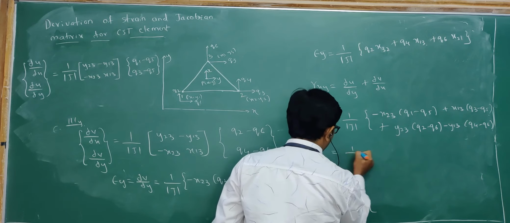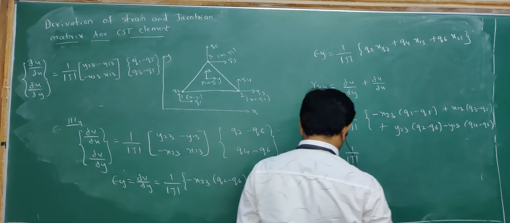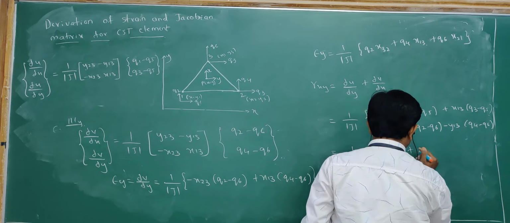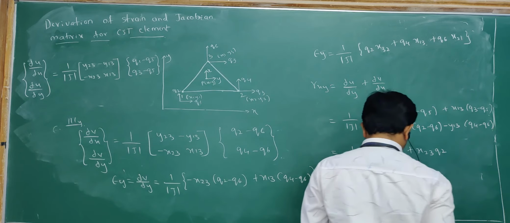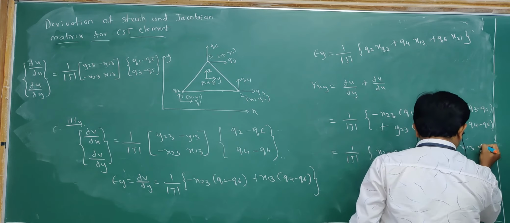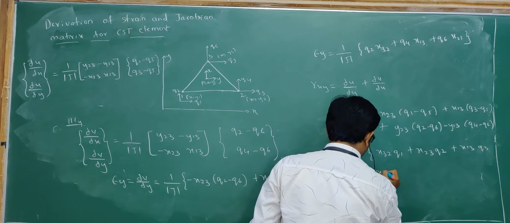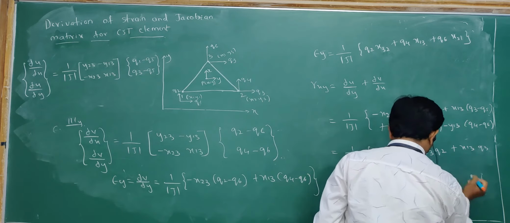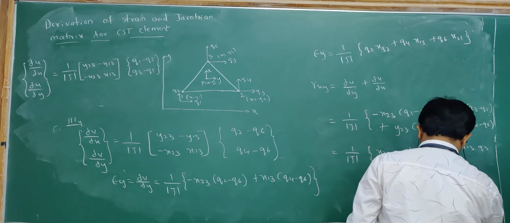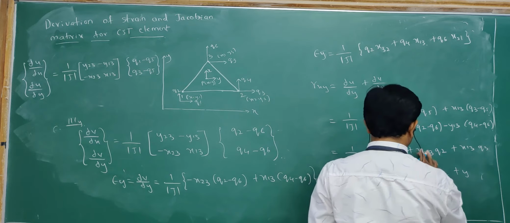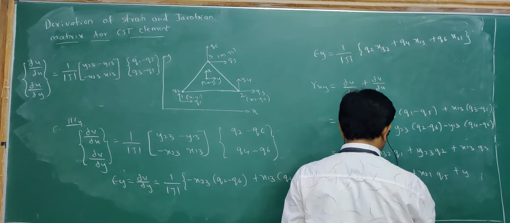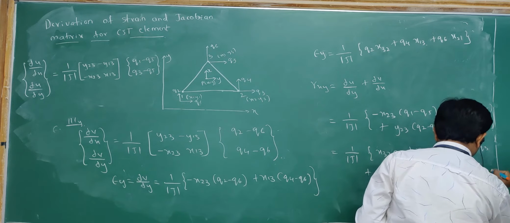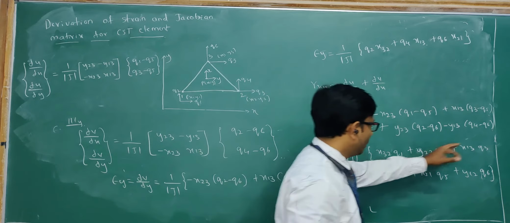You will end up with this equation: 1 upon determinant J, it is x32 q1 plus x23 q2 plus x13 q3 plus x31 q4 plus x21 q5 plus, sorry, it is y23, x23, y23, x13, y31, x21, y12, q6. So one parameter is x, one parameter is y, x, y and x, y.